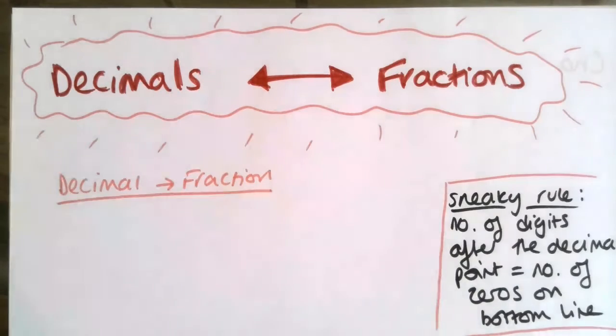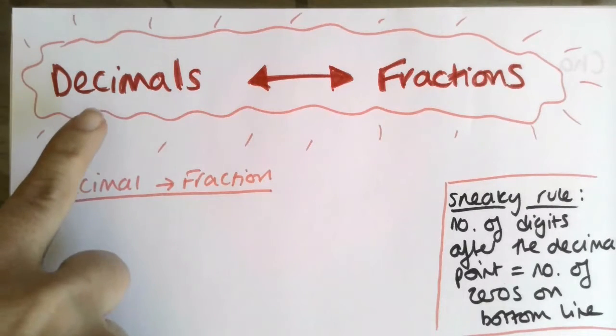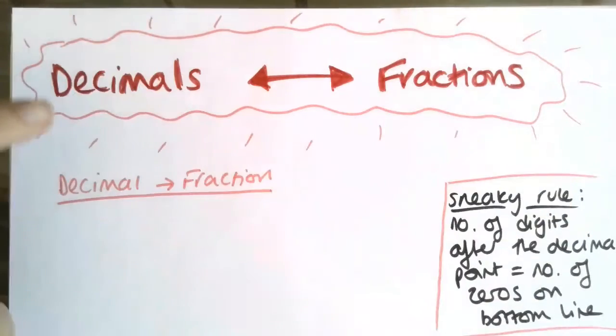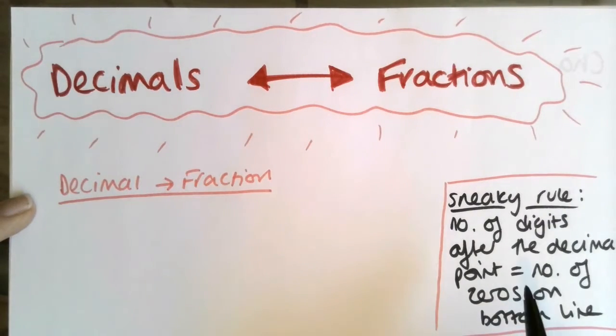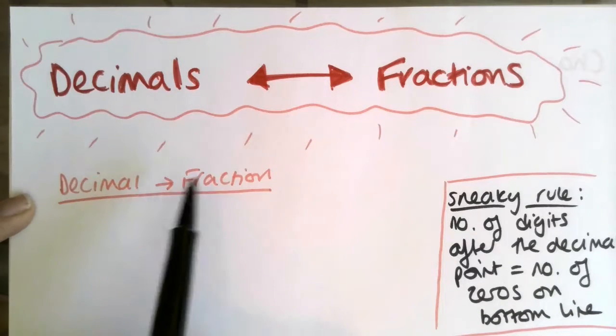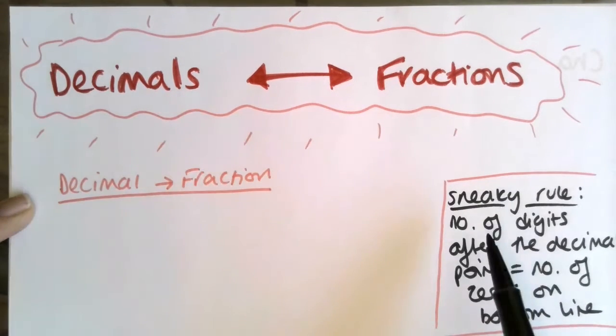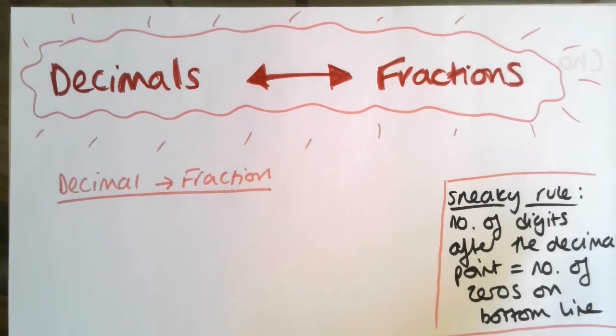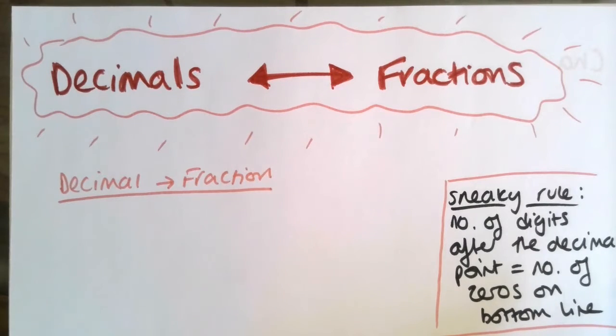Right, next little thing in your revision is changing between decimals and fractions. So you need to be able to go from decimal to a fraction and from a fraction to a decimal, right? Now, there's a little sneaky rule that I use for changing from decimals to fractions. However many digits you have after the decimal point in your decimal, that's how many zeros go on the bottom line of your fraction.